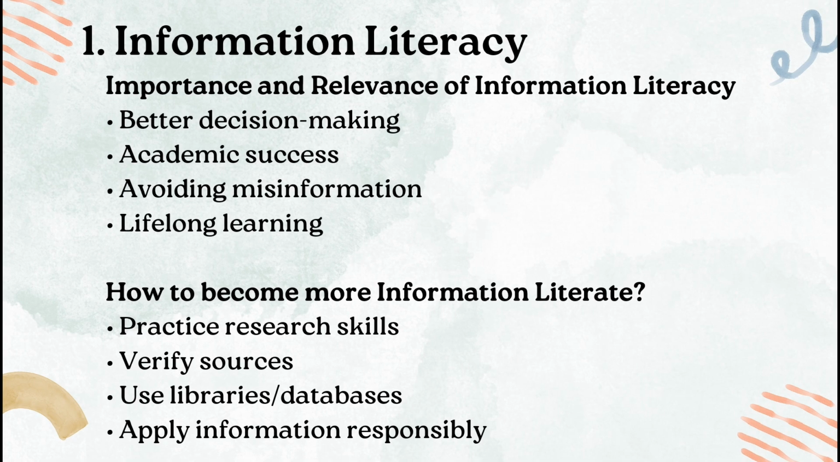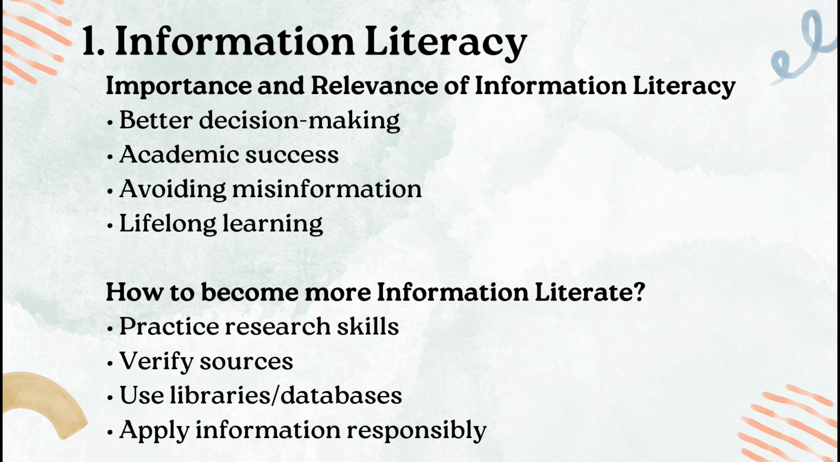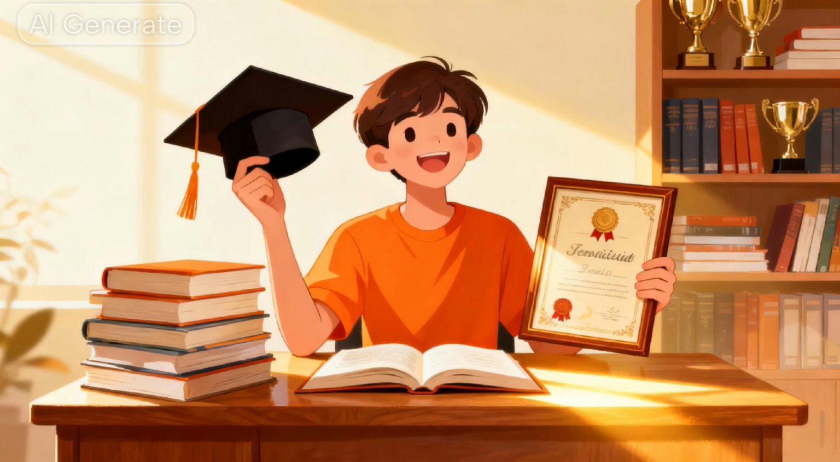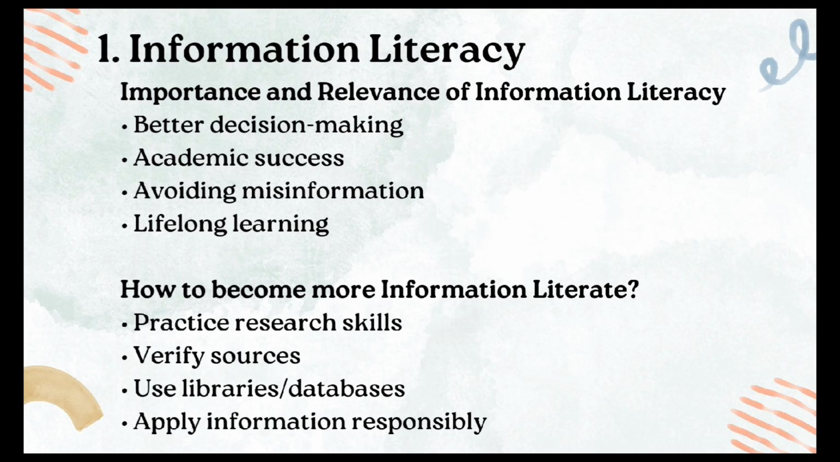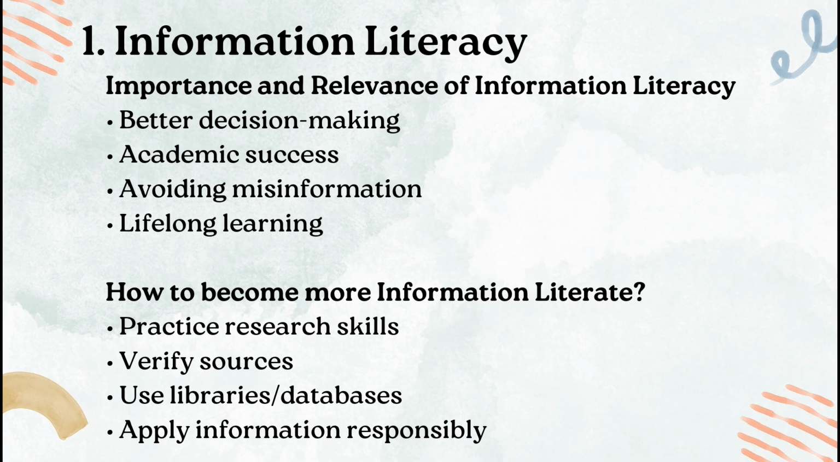Information literacy is crucial for several reasons. First is better decision making. By being able to evaluate information sources effectively, you can make informed decisions based on reliable data. Second, academic success. Information literacy skills are essential for research papers, presentations, and studying effectively. Third, avoiding misinformation. With a vast amount of information available online, information literacy helps you discern reliable sources from misinformation.